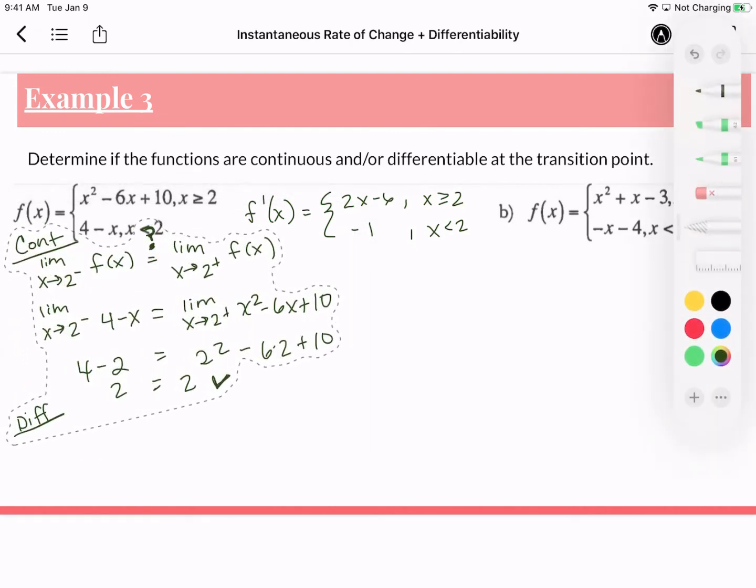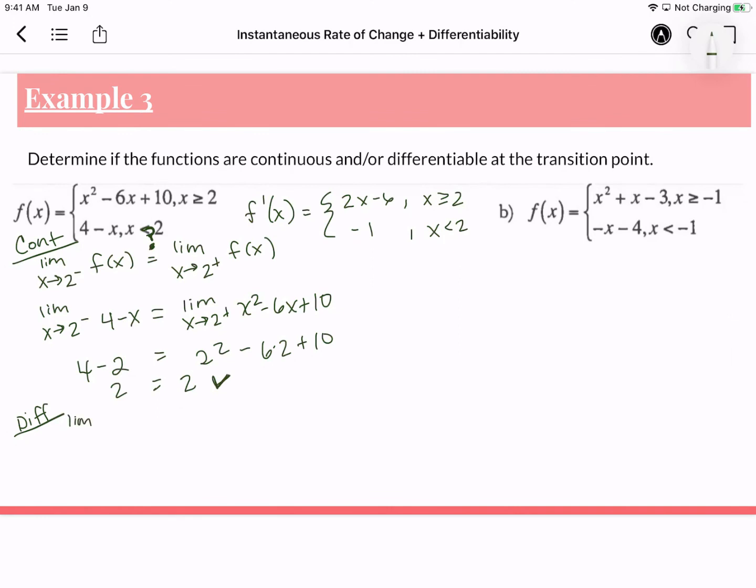Okay. So for differentiability, I have to check, does the limit... oh no, sorry. We don't have to do the limit anymore because I already found the derivative for you. So does f prime of 2 from the left equal f prime of 2 from the right? F prime of 2 from the left, we'll use the bottom equation, which is negative 1. F prime of 2 from the right uses the top equation, so that's 2 times 2 minus 6. Ooh, this doesn't look like it works. So negative 1 equals 4 minus 6, which is negative 2.